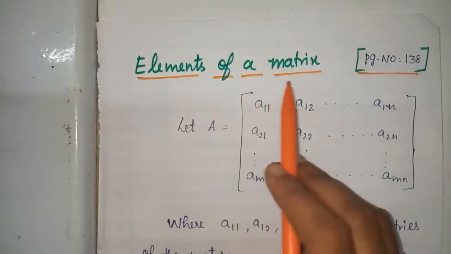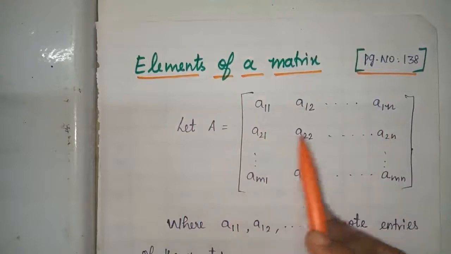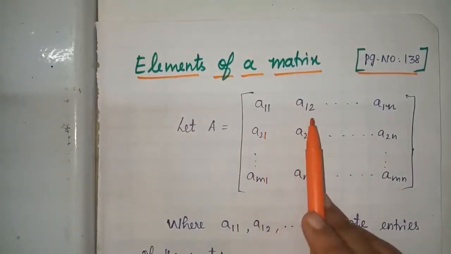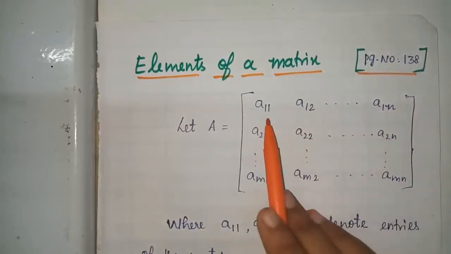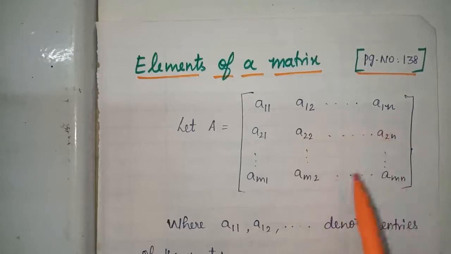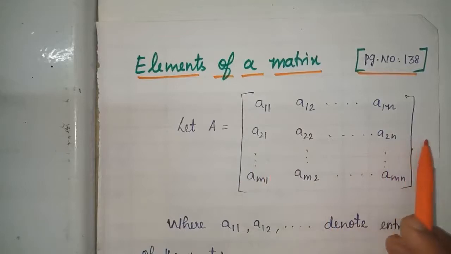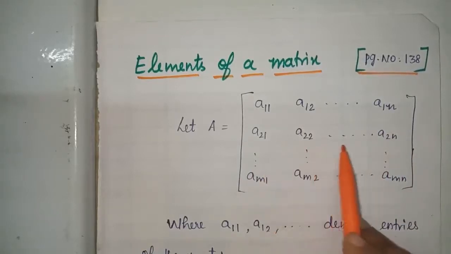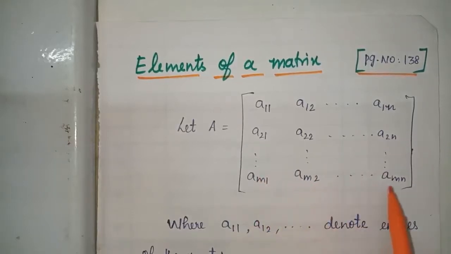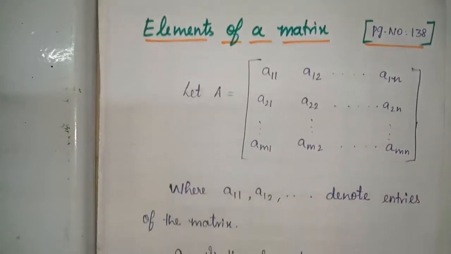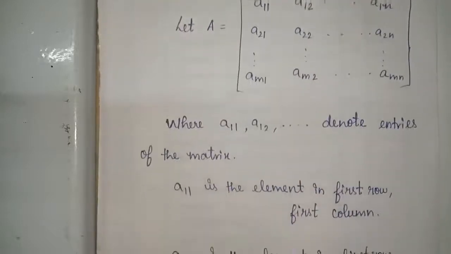Next is the elements of a matrix, which is also on page number 138. Let A be the general form of a matrix: a11, a12, etc. up to a1n. This is the first row, with first element, second element, and so on up to n elements. Then a21, a22, etc. up to a2n, the second row with first element, second element, up to n elements, and so on up to am1, am2, etc. up to amn, where a11, a12, etc. denote the entries of the matrix.